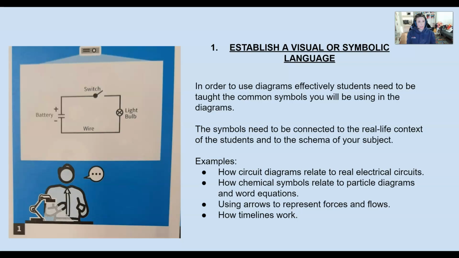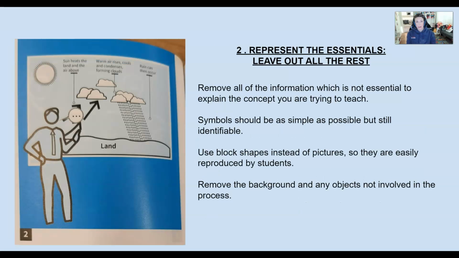The second key ingredient is representing just the essentials and leaving out all of the rest. You need to remove all of the information which is not essential to explain the concept you're trying to teach, because you want the brain to learn what the diagram shows. You don't need it to be focusing on all the other parts. So the symbols should be as simple as possible, but still identifiable for the students. You should really use block shapes instead of pictures so they're easily reproduced by the students and remembered, and then remove the background and any objects not involved in that particular process you're trying to teach.